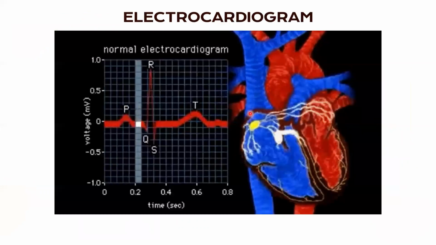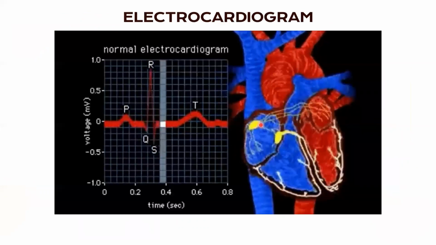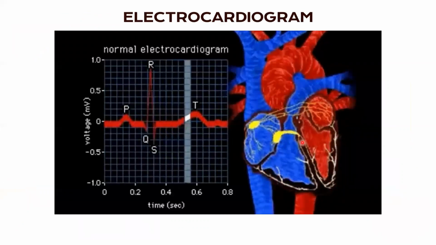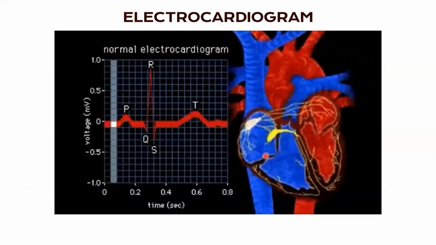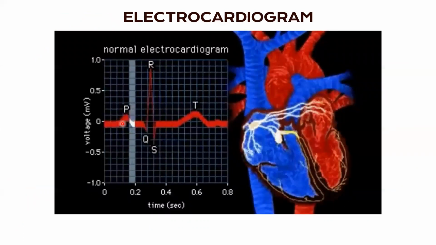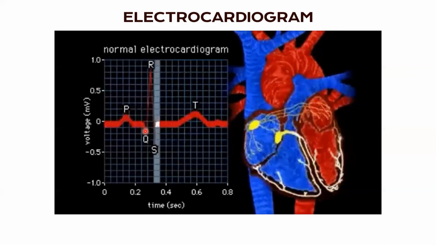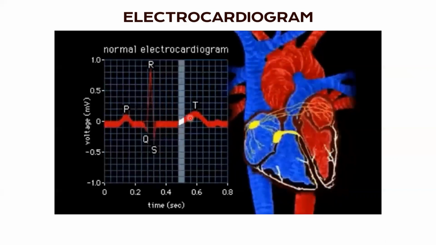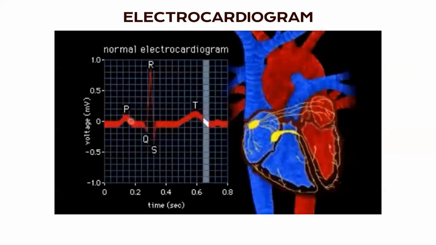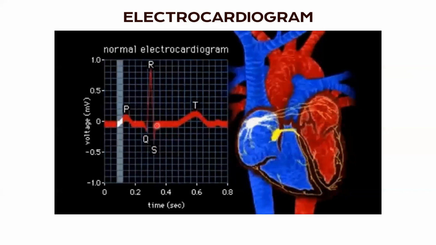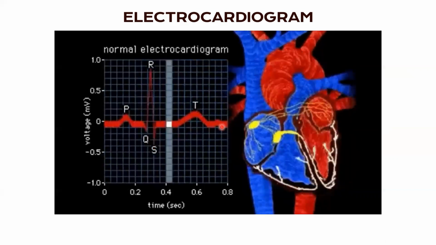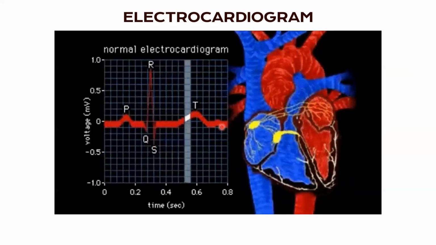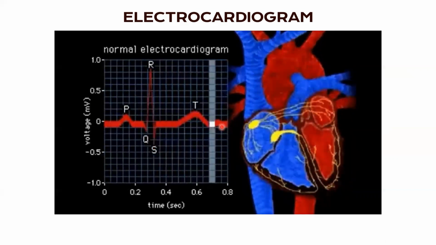So you could see here the SA node, AV node, bundle of His, and the branches to your Purkinje fibers will act correspondingly, and the ECG tracing would appear as such with the P wave, QRS complex, and the T wave, with the contraction of the atria, the ventricles, and relaxation of the ventricles.